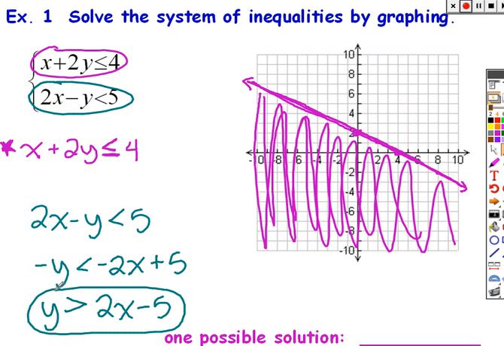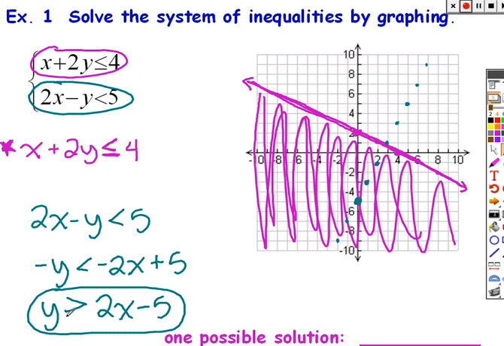So if I want to graph that inequality, I'd actually think of, well, what does the line y equals 2x minus 5 look like? That would have a y-intercept of -5, and then your slope is 2, up 2 over 1, up 2 over 1. So here is the line y equals 2x minus 5. But I actually want to graph the inequality: y is greater than 2x minus 5.